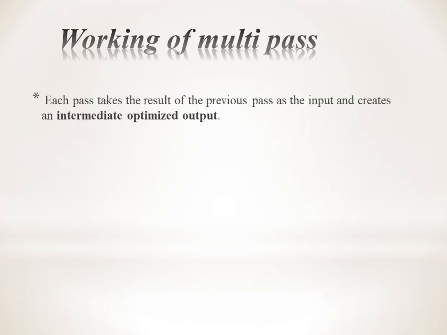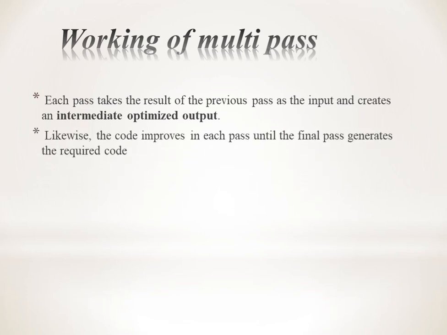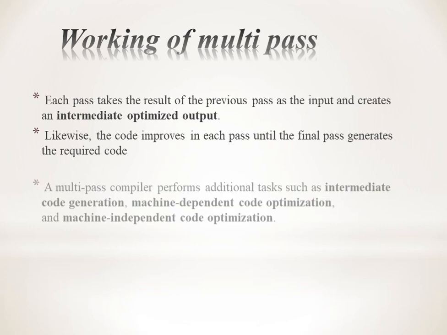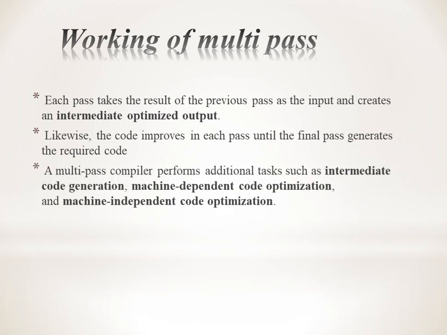The working of the multi-pass: each pass takes the results of the previous pass as the input and creates the intermediate code optimized output. Likewise, the code improves in each pass until the final pass generates the required code. A multi-pass compiler performs additional tasks such as intermediate code generation, machine-dependent code optimization, and machine-independent code optimization.